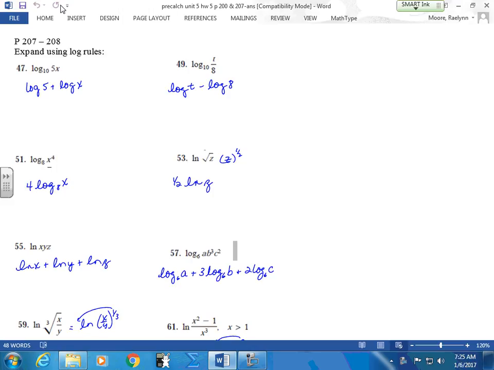Ashley? For 53, that says LNZ, right? LNZ. Okay. That looks a little strange, yeah, sorry.